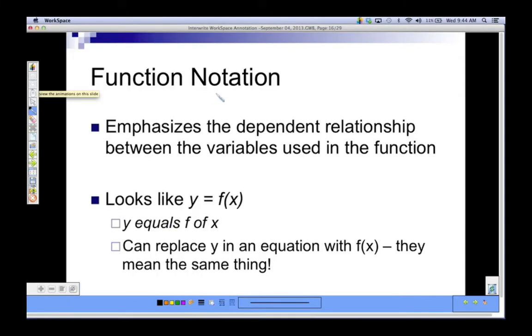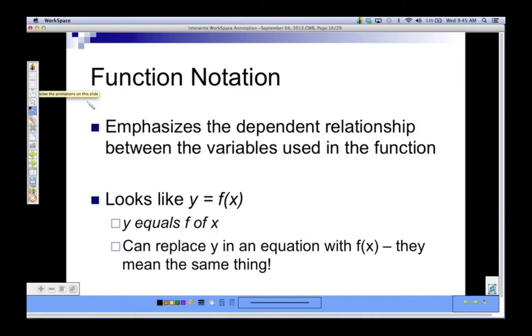Okay, function notation. What this means is it emphasizes the dependent relationship between the variables used in the function. That's the math definition. Now, what does it really mean? If we have determined that we have a function, so either it passes the vertical line test or each input has only one output, then we can write it in what is called function notation.